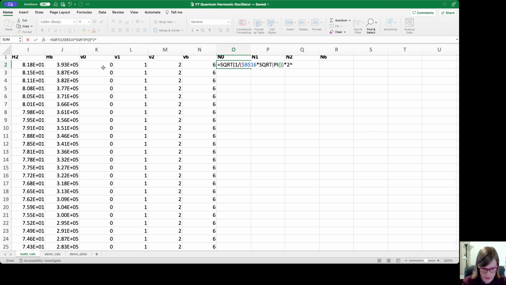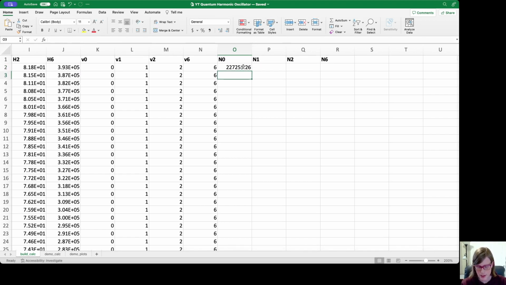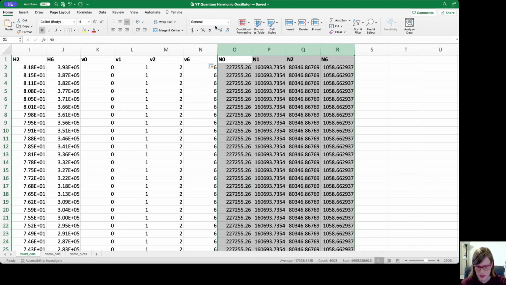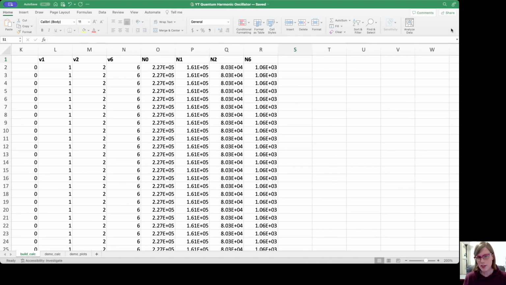2 to the power of v times factorial v. Okay, so that closes that parenthesis, and that closes that parenthesis. Just a second. That should do it. Of course it wanted to format it as general, but I'll fix that in just a moment. Drag that across, drop it down, select all these columns, and format them as scientific. There we go.